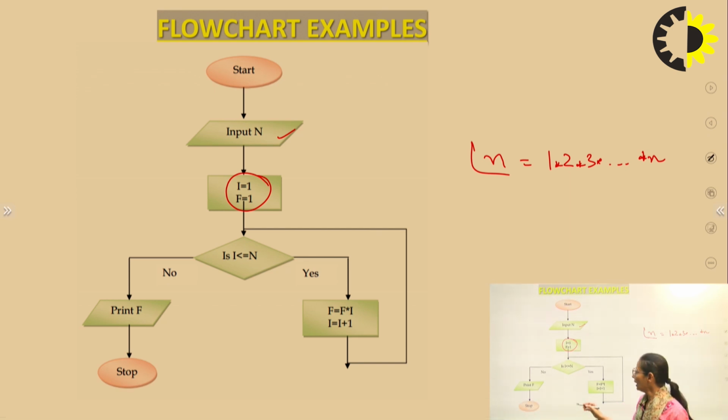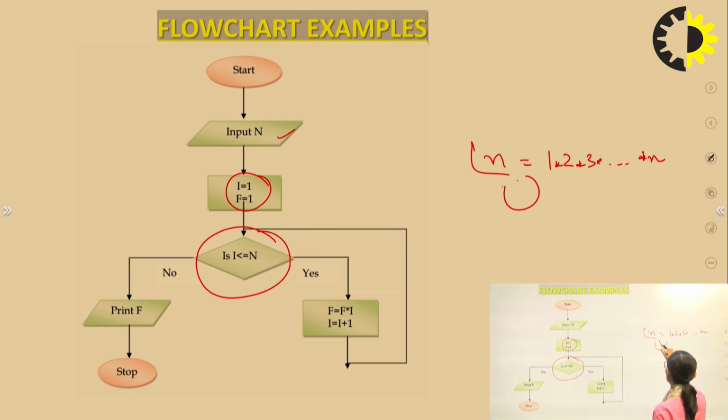Now this concept requires looping, and for the condition part we need to make a decision. This looping is controlled with the variable I. So here we are checking, is I less than or equal to n? If it is, then we need to make a computation, that is, f equals f into I. Then we increment the control variable, that is, I equals I plus 1.